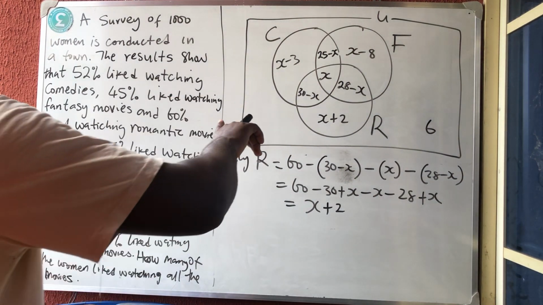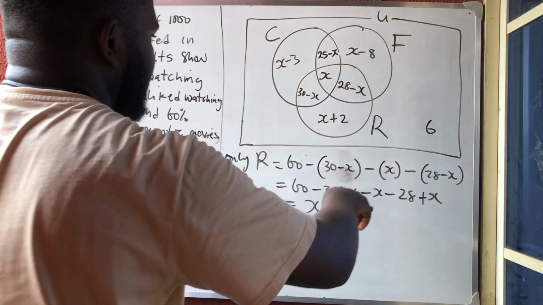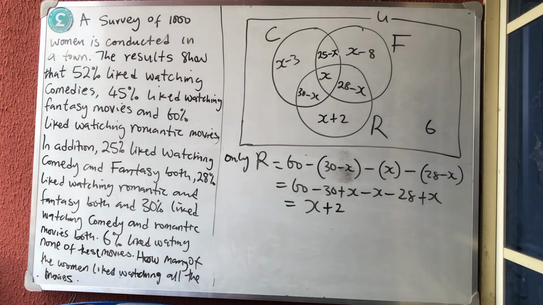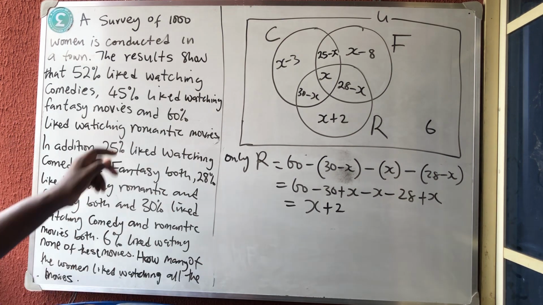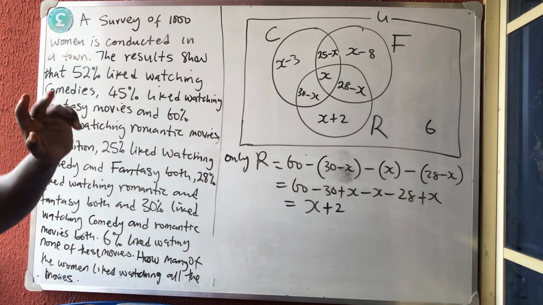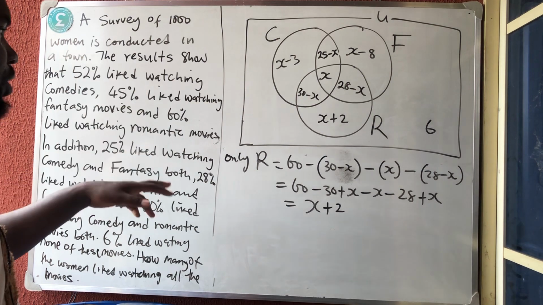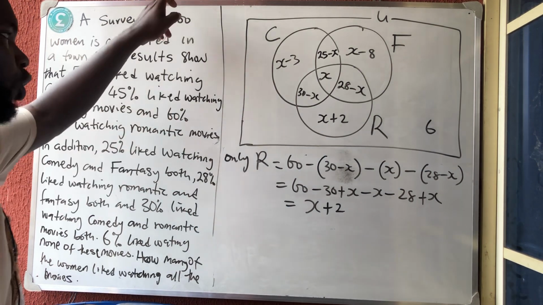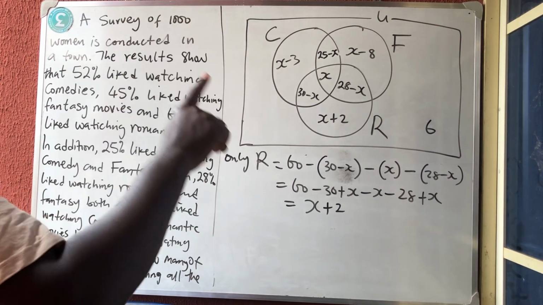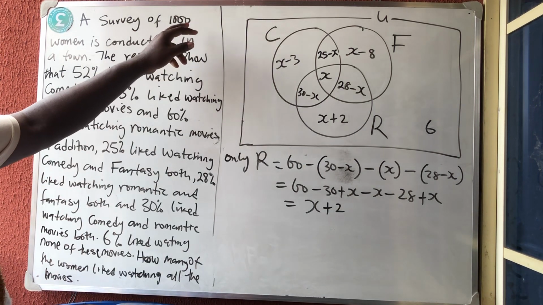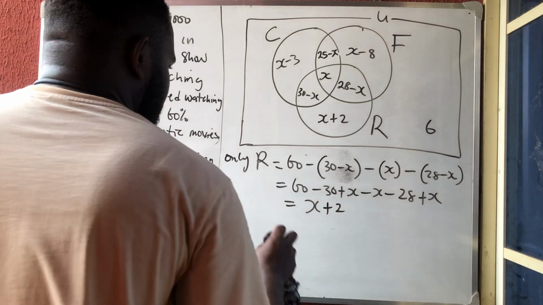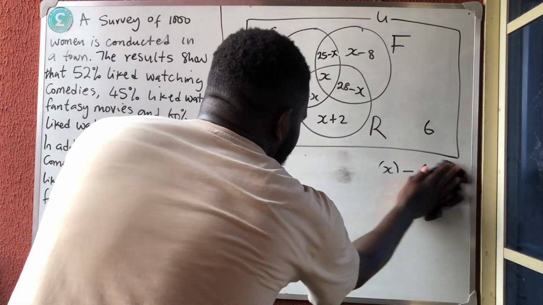Now, we are going to add everything inside this box and equate it to what? Watch that, the number of women that they did the survey, which is what? 1,000. But we are not equating it to 1,000. Why? Because they are telling us the percentage of this. So the total number of percentage is 100. So what we are equating it to is 100 and not the number of women. Okay? So we are going to have to get our x.